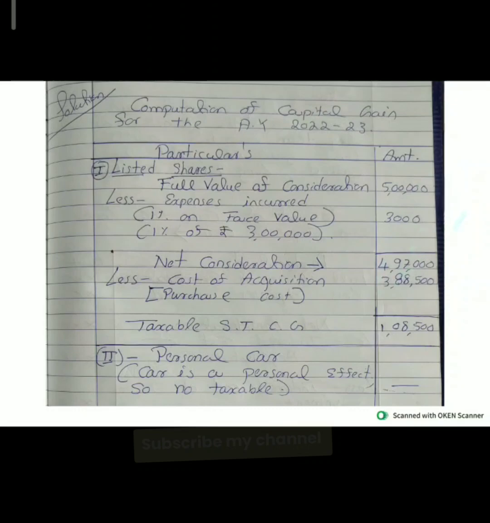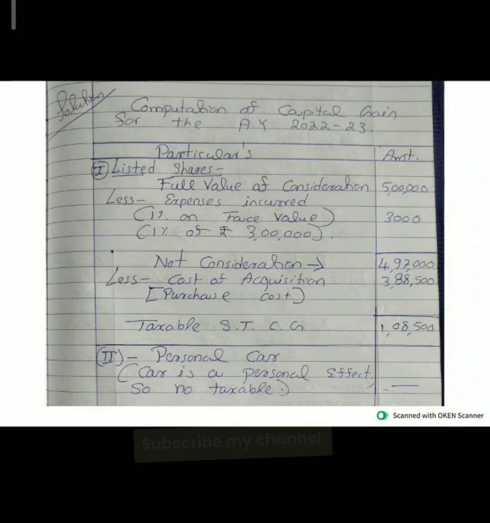Then 5 lakh minus 3,000, net consideration is 4 lakh 97,000. Less cost of acquisition. This is the purchase cost, 3 lakh 88,500. Taxable short-term capital gain is 1 lakh 8,500. So here we completed short-term capital gain in case of listed shares.